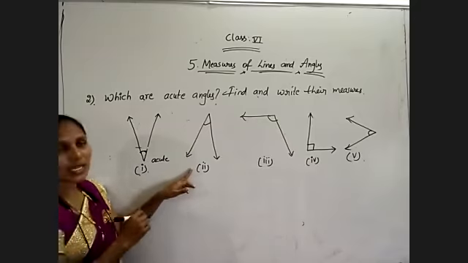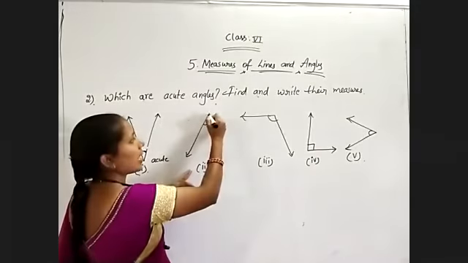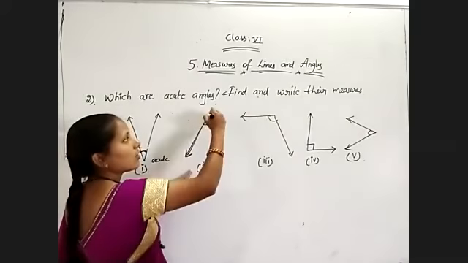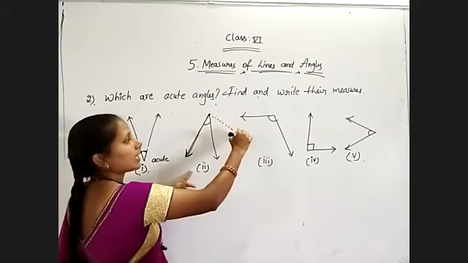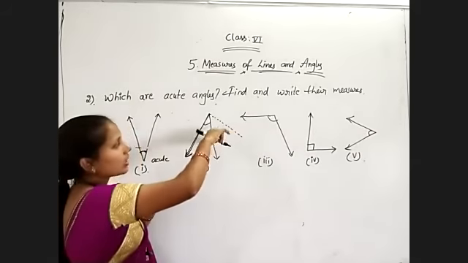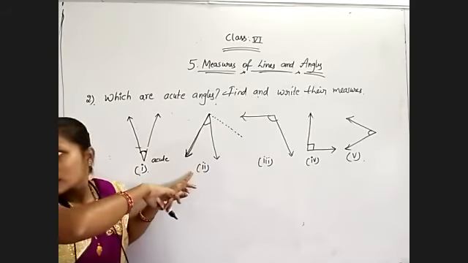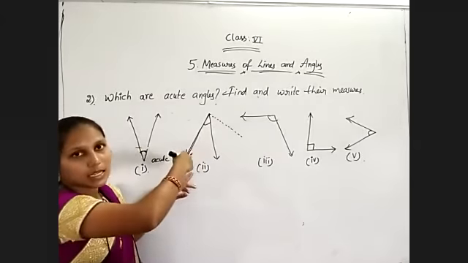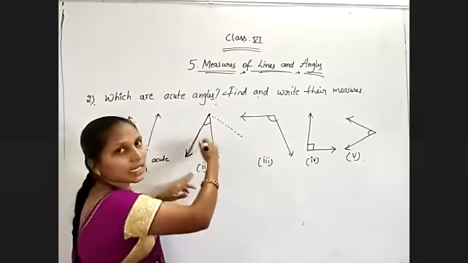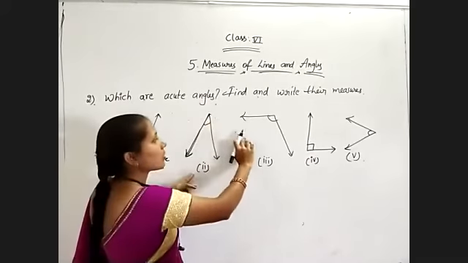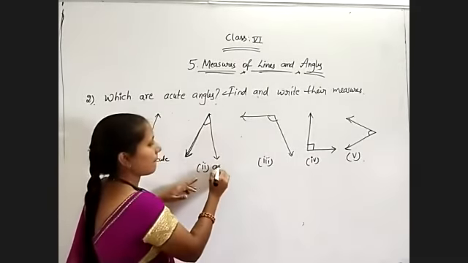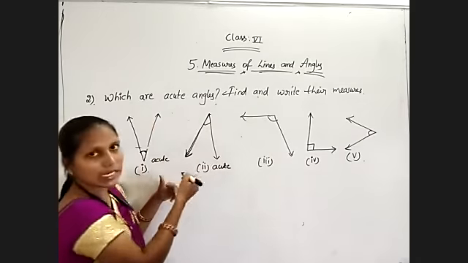Okay, coming to the second one. Even for this, I am using this one as the baseline. For that, I am drawing 90 degrees. See this, like this. Even though this arm is also inside the 90 degrees, it is also an acute angle because it is lesser than 90 degrees.